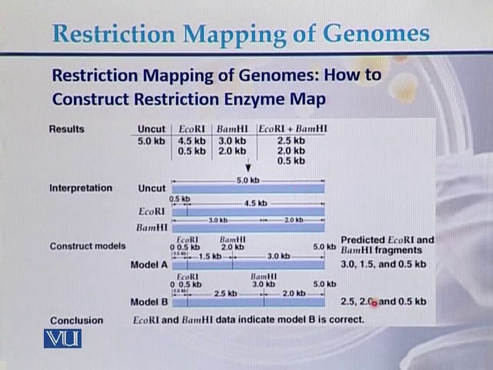When we compare these fragment sizes, the fragment sizes which were produced were 2.5, 2 and 0.5. It means model B is correct in the case of this restriction mapping of the genome. It means the site for the restriction enzyme EcoR1 is here and the site for the restriction enzyme BamH1 is here. So model B is correct. In this way, we construct the restriction enzyme map of the genomes.